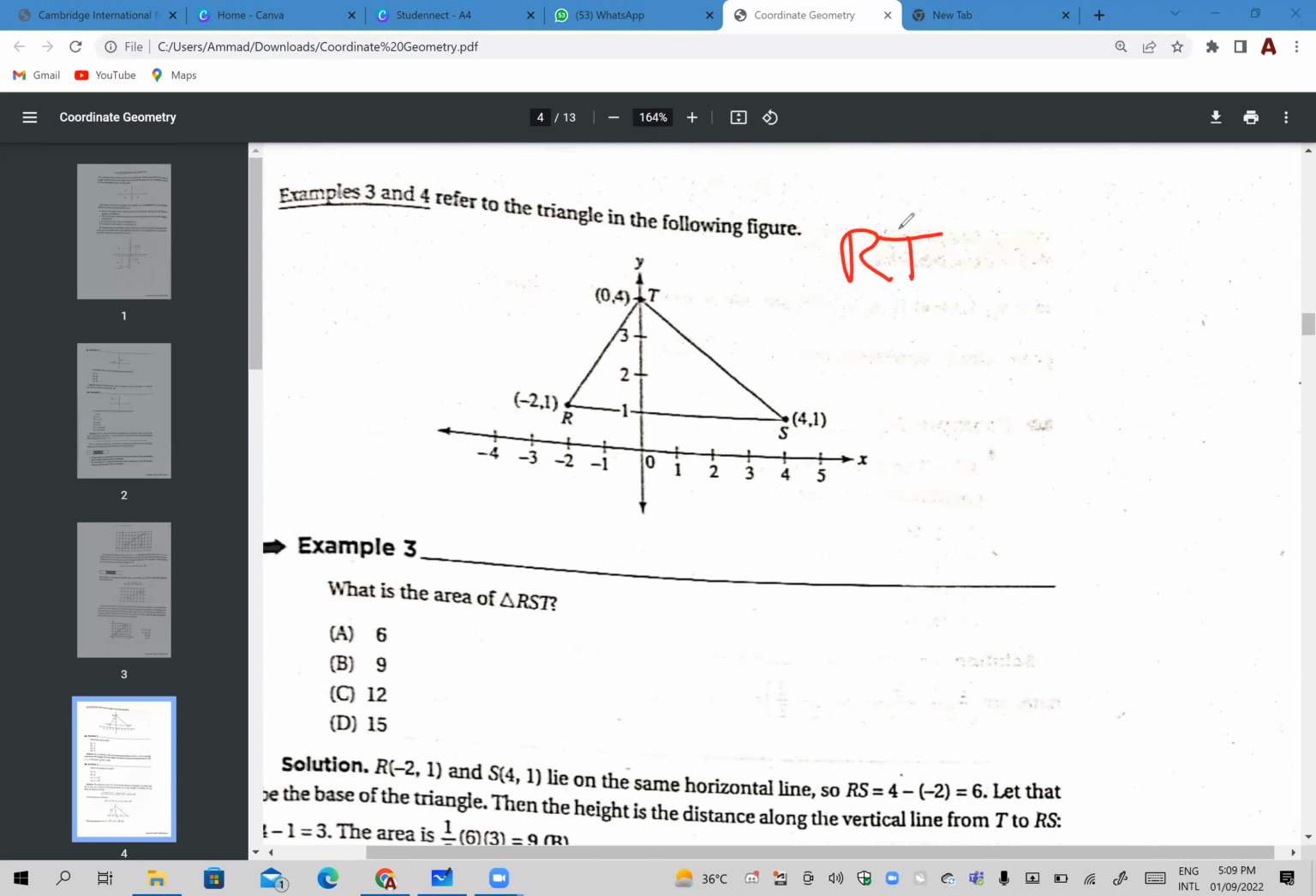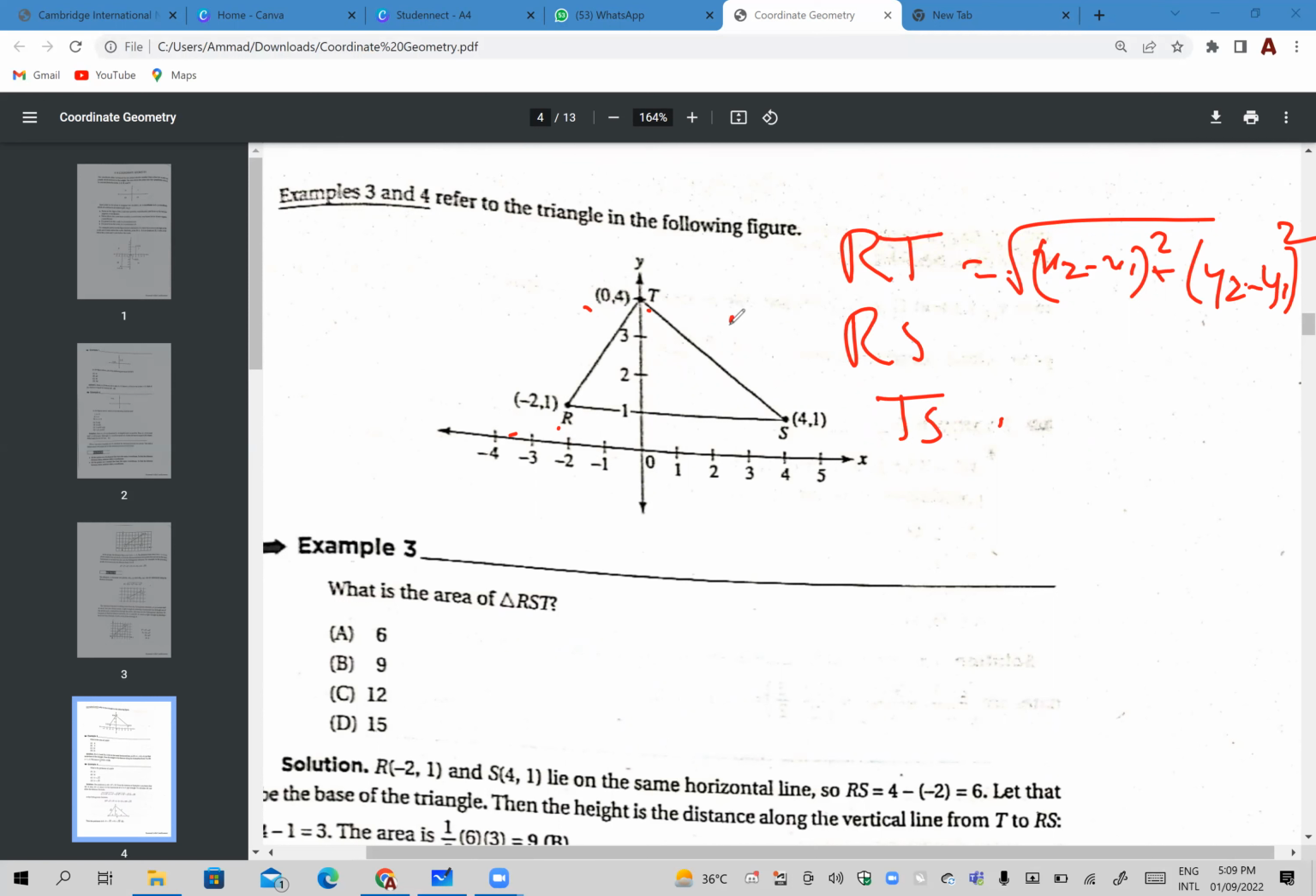Again, you're going to use the same formula, guys. -2, 1, 0, 4. What was the distance formula? x2 minus x1 whole square plus y2 minus y1 whole square. You can apply the same formula for RT, for RS, and for TS. You will get all three lengths. For example, this is length A, this is length B, this is length C. Then you simply apply the formula for area of triangle, half base into height. Okay? Guys, is this clear?